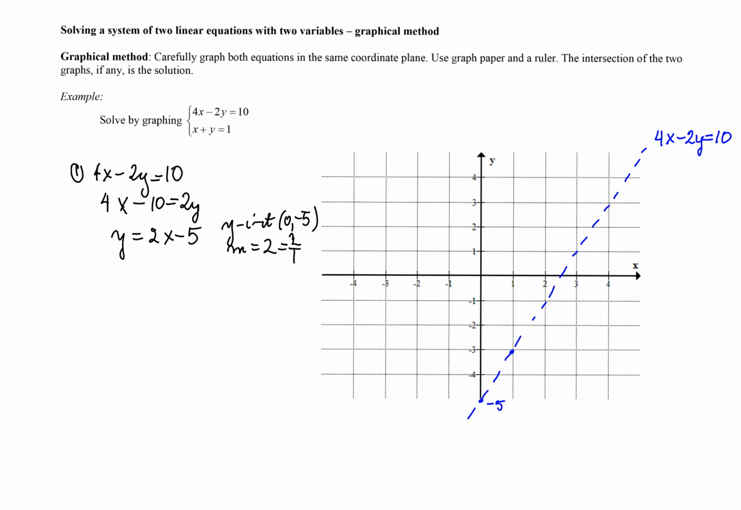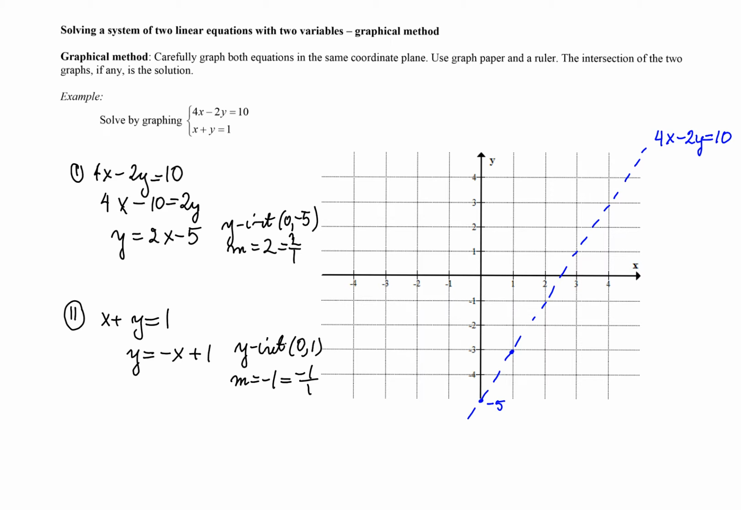Now let's look at the second equation. The second equation is x plus y is equal to 1. This one we'll solve also for y, and we'll get y is equal to negative x plus 1. Here the y-intercept for that line is (0, 1), and the slope is negative 1, so we can write it as negative 1 over 1, which represents rise and run.